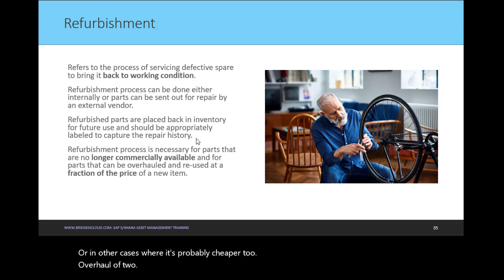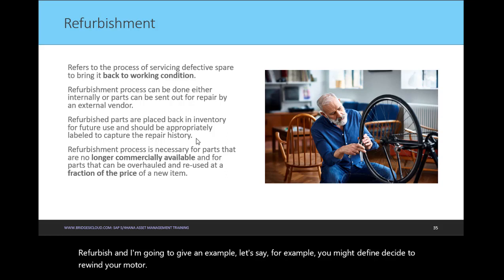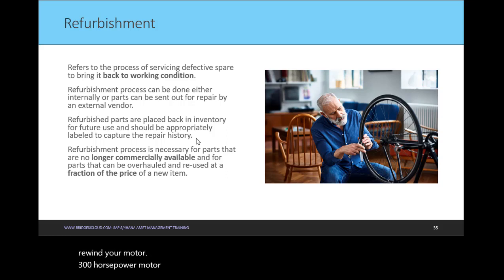And I'm going to give an example. Let's say, for example, you might decide to rewind your motor, a 300 horsepower motor, to have it rewound instead of buying a new one. So those are some of the scenarios where you would be doing refurbishment.